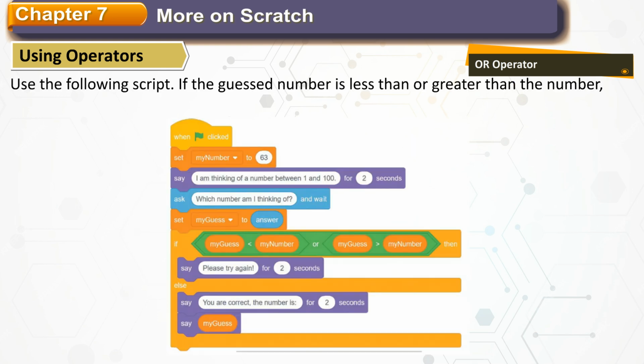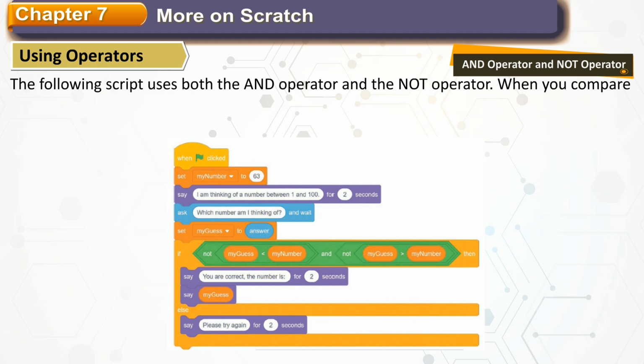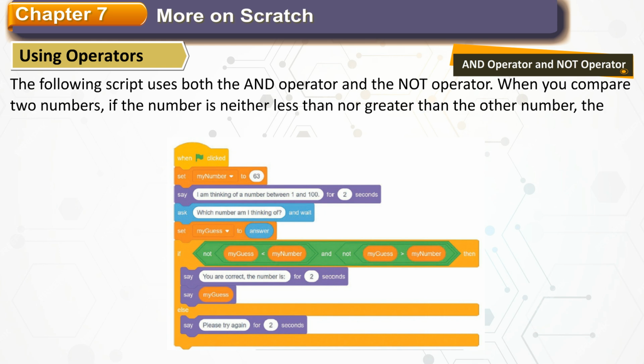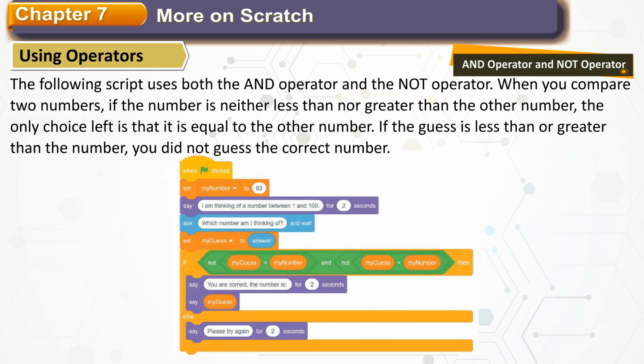Or operator. Use the following script. If the guessed number is less than or greater than the number, the user did not guess the correct number. And operator and not operator. The following script uses both the and operator and the not operator. When you compare two numbers, if the number is neither less than nor greater than the other number, the only choice left is that it is equal to the other number. If the guess is less than or greater than the number, you did not guess the correct number.